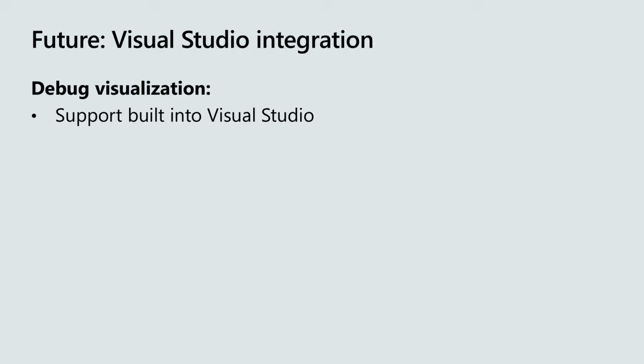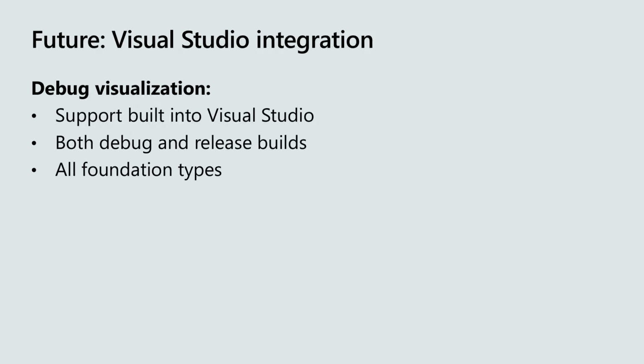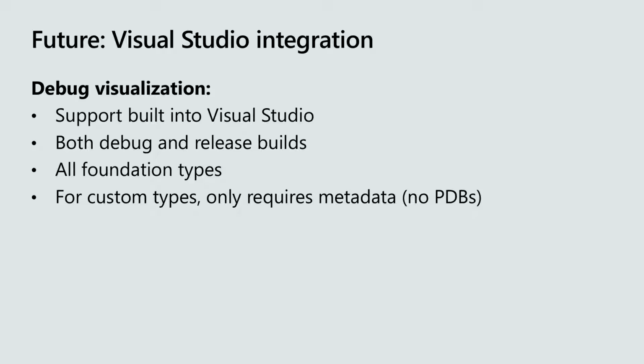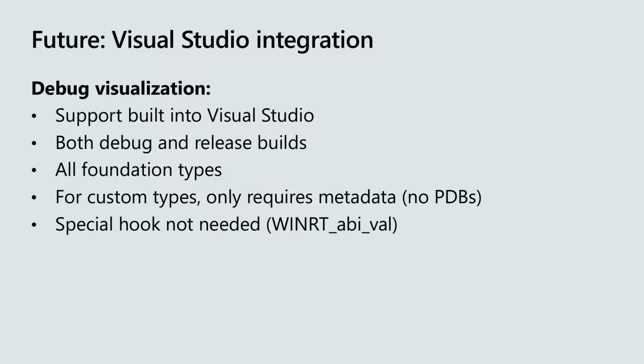So the first thing we want to do is move the debug visualizer that we saw earlier directly into Visual Studio. This will have the advantage that it will support both debug and release builds. It will give us debug visualization of all foundation types. It will support custom types if you have metadata available at debug time. You don't need a PDB. And then finally, it will remove the need for this special hook function, if you're familiar with this, which is what we had to add in order to get the visualization logic to reach back into the target application to retrieve the property values.